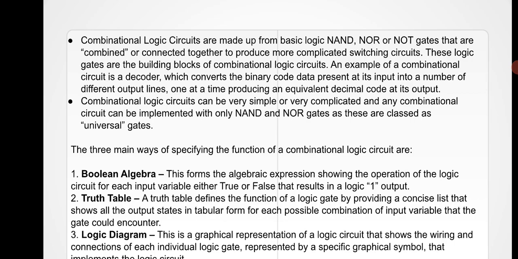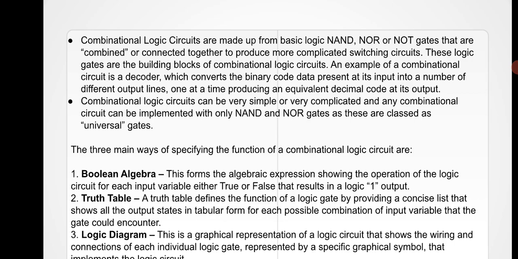Whenever we talk about logic gates, they are the base, the foundation for combinational logic circuits. An example of a combinational circuit is a decoder, which converts the binary code data present at its input into a number of different output lines. The decoder takes the binary bits as input and gives the different output lines one at a time, producing an equivalent decimal code at its output. So the output will be converted from binary code to decimal code.